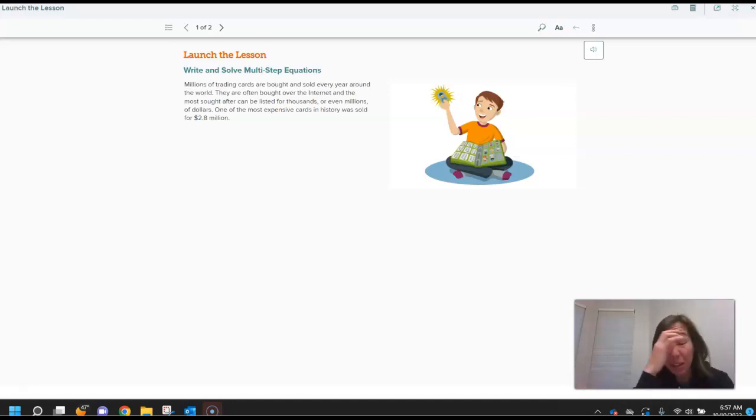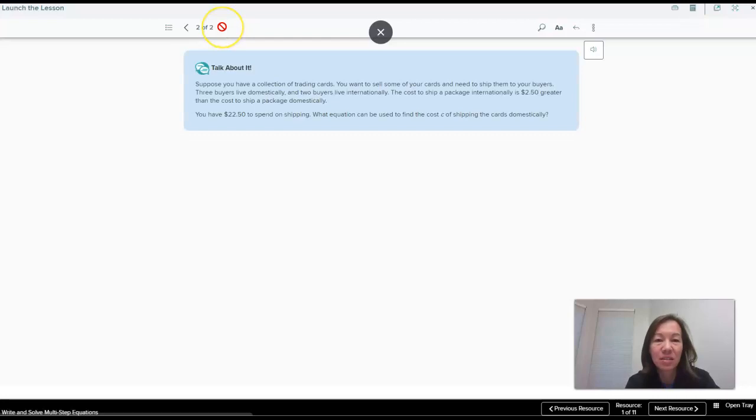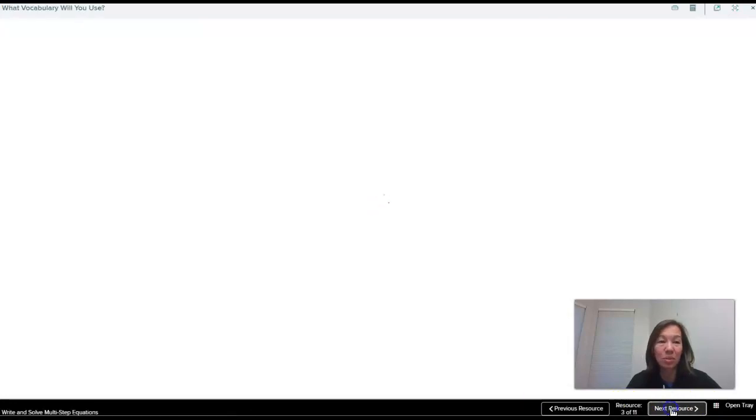So you guys have spent the last few days solving multi-step equations, and today we're going to go one more step where you have to first write and then solve the equation. We are going to look at several different examples here. So these are kind of the types of things we're going to be looking at. What kind of equation can we write to be able to find maybe the cost of these shipping cards and stuff like that? So let's just look at a few examples together.